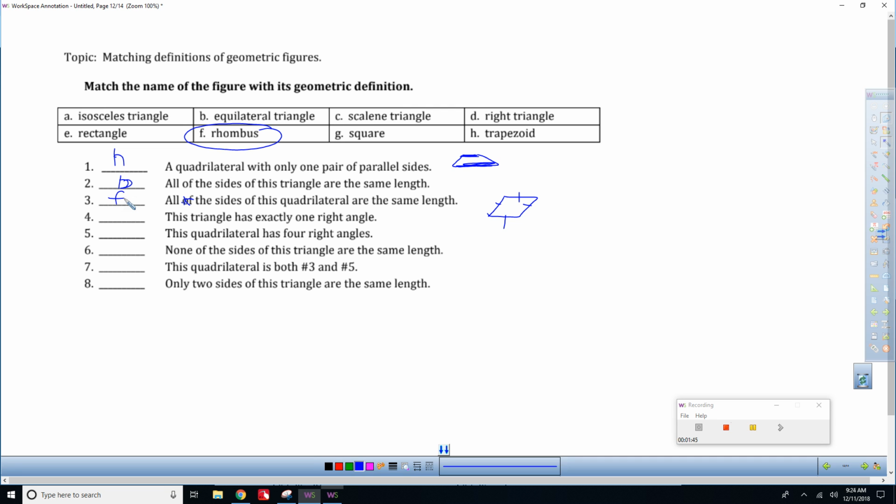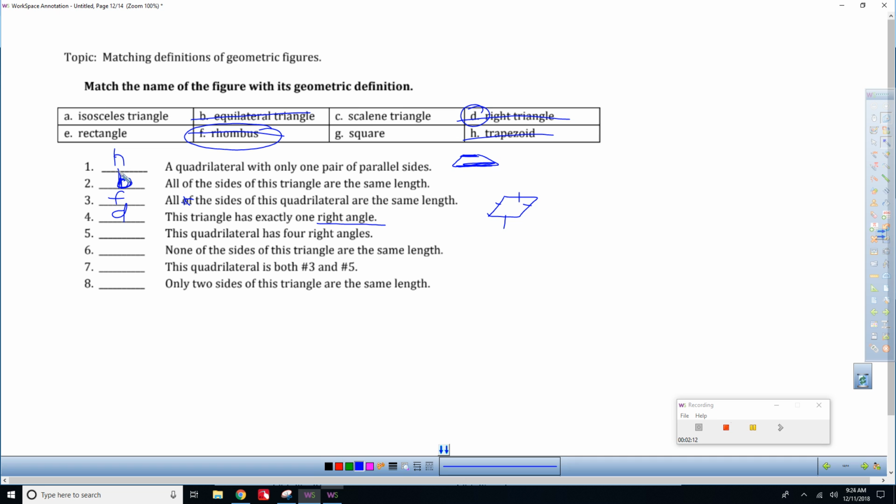This triangle has exactly one right angle. Well, it can't have more than one. So that is D. Well, what else did we use here? H, B, there we go. Alright, sorry about the handwriting, but it's ViewSonic.